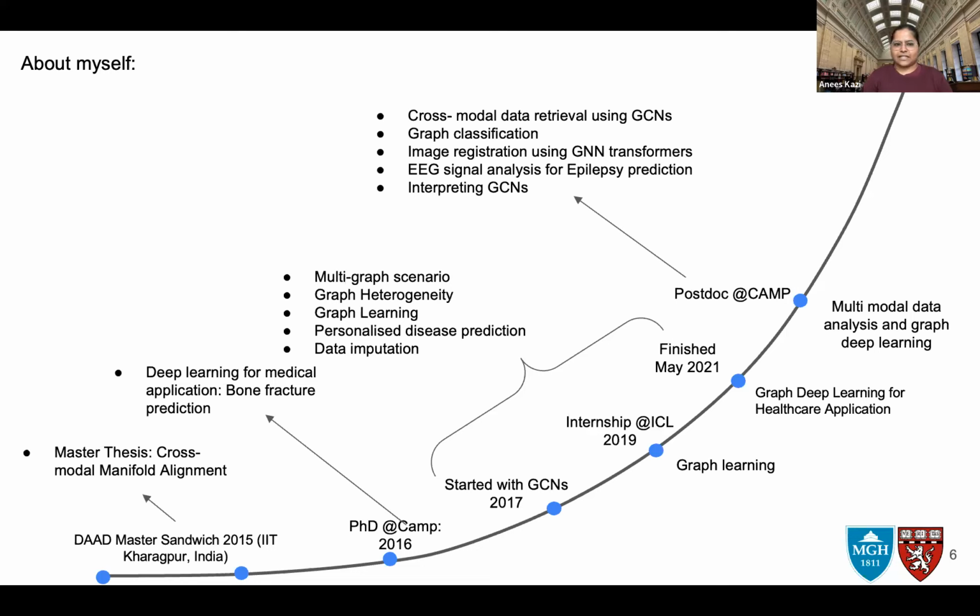During my postdoc, I specifically worked on cross-modal data retrieval using graph convolutional networks, graph classification, image registration using GNN transformers, a little bit of EEG signal analysis for epilepsy prediction, and then interpretability of graphs. Now, during my postdoc at MGH and Harvard, I'm focusing on brain connectome analysis. I started my postdoc here last year in the month of September, and it is an ongoing project right now.